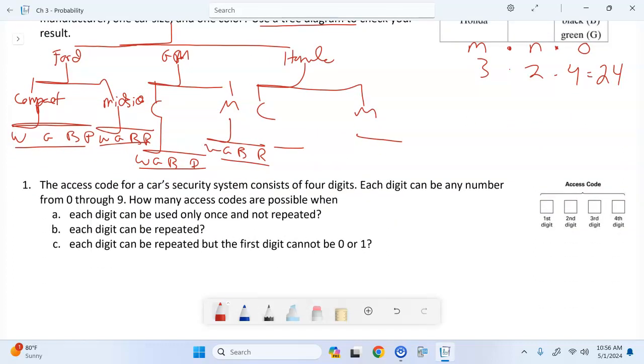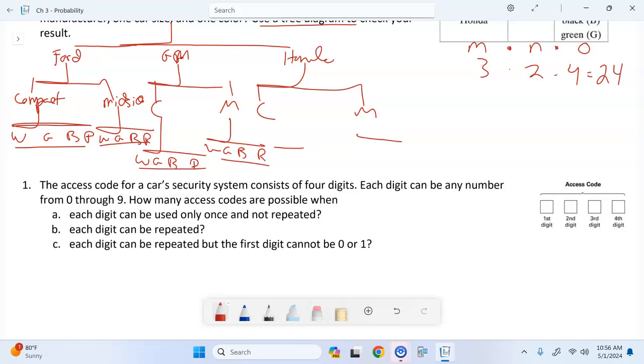Let's take a look at a security system. 4 digits. Each digit can be any number between 0 and 9. So how many different numbers is that to choose from? If I can choose any digit from 0 to 9, how many options is that? 10. Okay? 10 different digits to choose from. So we want to look at how many different access codes are possible given these different criteria.